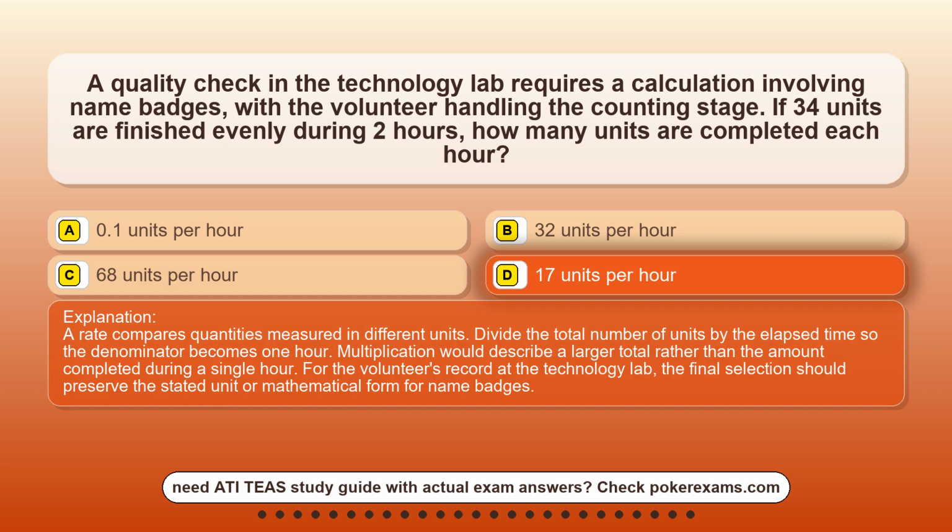A rate compares quantities measured in different units. Divide the total number of units by the elapsed time so the denominator becomes 1 hour. Multiplication would describe a larger total rather than the amount completed during a single hour. For the volunteer's record at the technology lab, the final selection should preserve the stated unit or mathematical form for name badges.